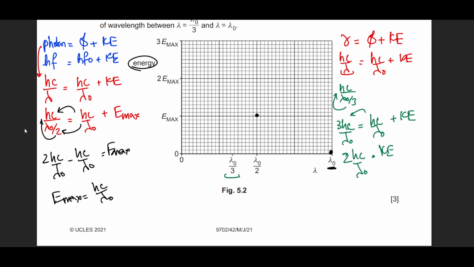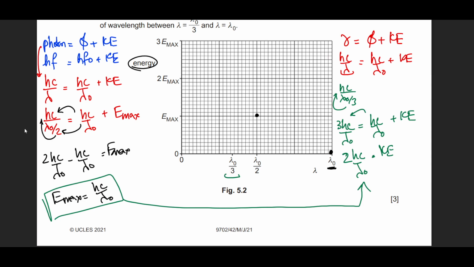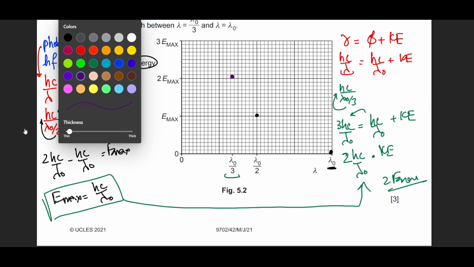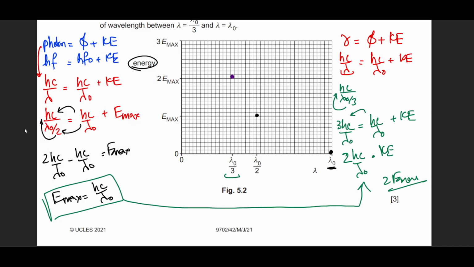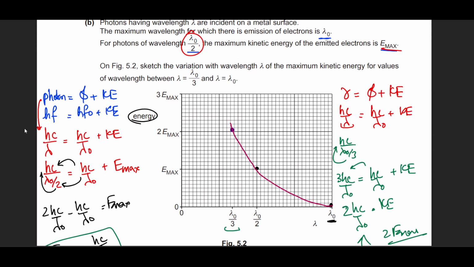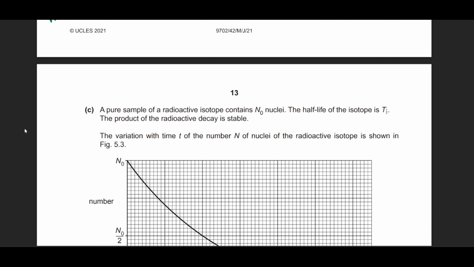Now we figured out in the previous part that Emax is equal to hc by lambda naught. So when you replace that hc by lambda naught with Emax, this becomes 2 times Emax. Simple algebra, right? So at this coordinate, this will be at this location. So we simply draw a line that is going to look like this through the points. The only confusing part was that this had to be dealt with in terms of algebra first. Then you will find out the kinetic energy, right? Don't try to draw the graph directly.